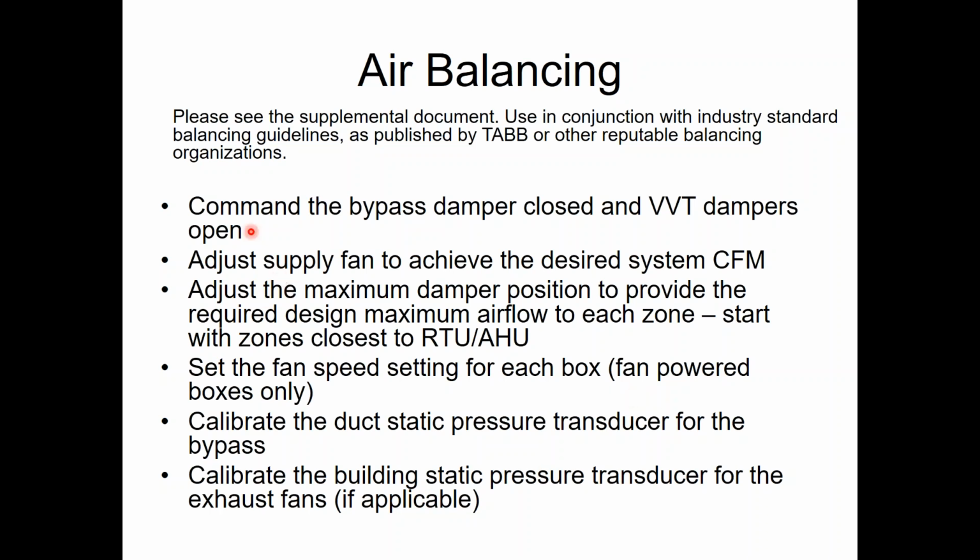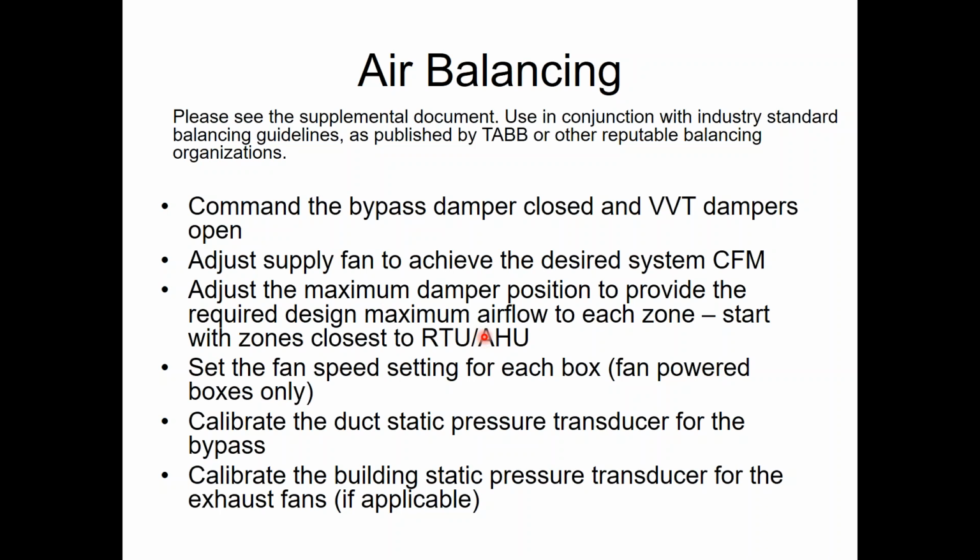So this is the basic thing you would do. We'd command the bypass damper closed and open up all the zone dampers. Basically pretend it was a constant volume system. And then we would balance the airflow of the fan to the desired CFM like it was a constant volume system. And then we would adjust the maximum damper positions to provide the required design airflow to each zone.